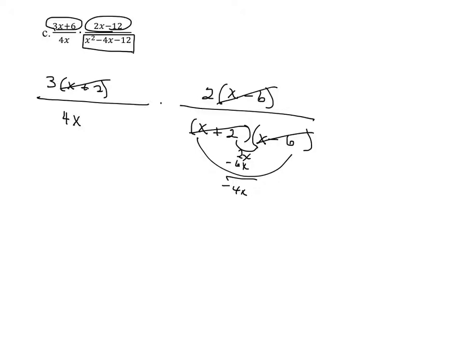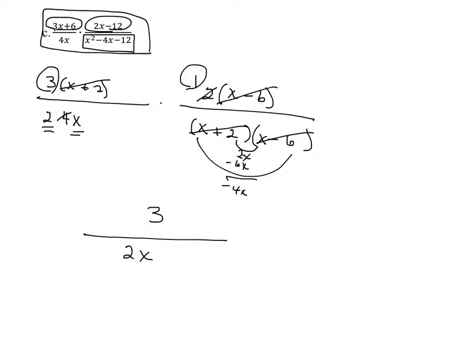What else? The 2 and the 4. 2 goes into 2 once. 2 goes into 4 twice. Now, keep in mind what's left in the numerator? A big fat 3. That's it, because 3 times 1 is 3. What's left in the denominator? Well, x and a 2. Done. So all of this simplifies to 3 over 2x.